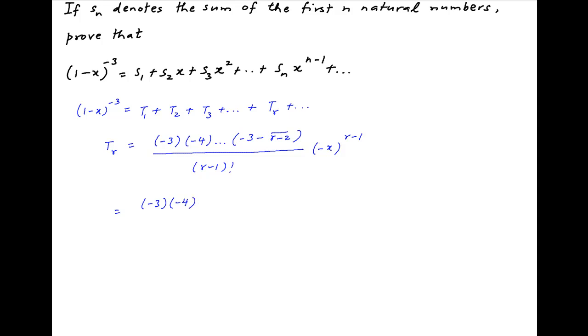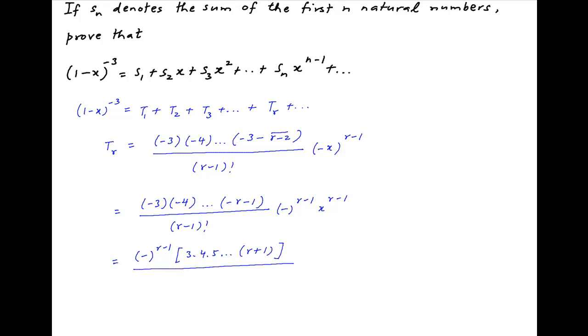This is equal to (-3)(-4) and so on till (-r - 1) divided by (r - 1) factorial, multiplied by (-1)^(r-1) multiplied by x^(r-1). This is equal to (-1)^(r-1) times (3 times 4 times 5 and so on till r + 1) divided by (r - 1) factorial, multiplied by (-1)^(r-1) times x^(r-1).